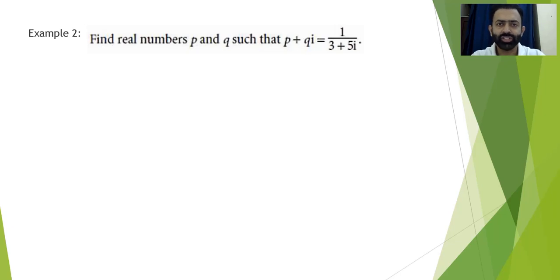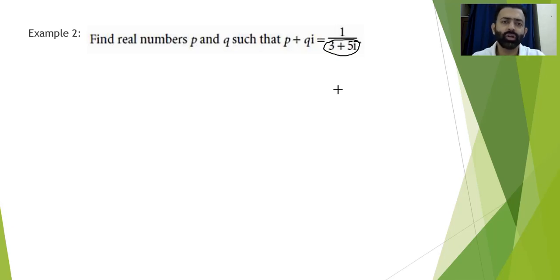So let us solve some questions that involve complex numbers, or how we can write any given complex number in the form of a plus ib or p plus qi, right? This example says: find the real numbers p and q such that p plus qi is 1 upon 3 plus 5i. Basically, what we have here is a complex number 3 plus 5i in the denominator. As a practice, we cannot keep complex numbers in the denominator.